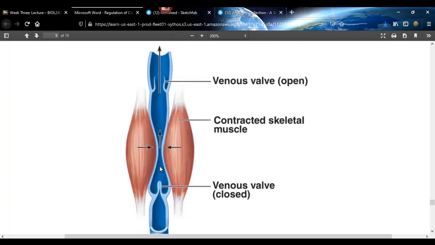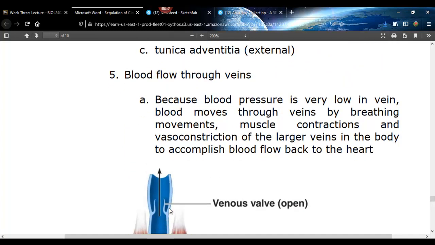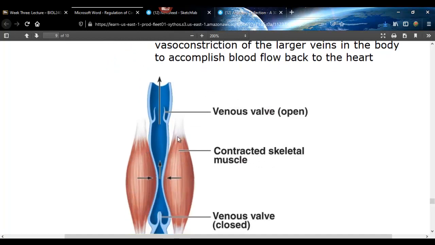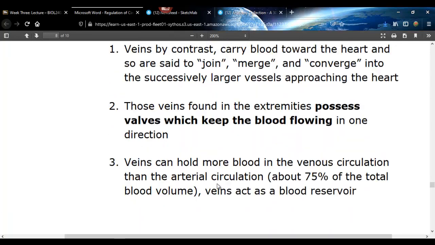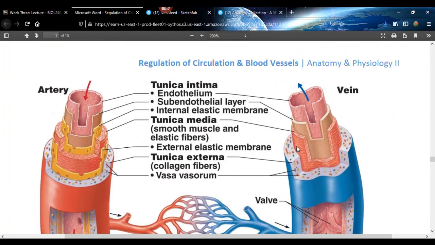See how these muscles are contracting? Here's a vein that's closed. There's the one that's open, and it's squeezing blood that way. And then this would close behind. Veins rely on that. There's very little pressure in a vein. So a person moving around, breathing, like I said, vasoconstriction, which means the smooth muscle walls are contracting, this tunica media part, and it's squeezing blood back to the heart.